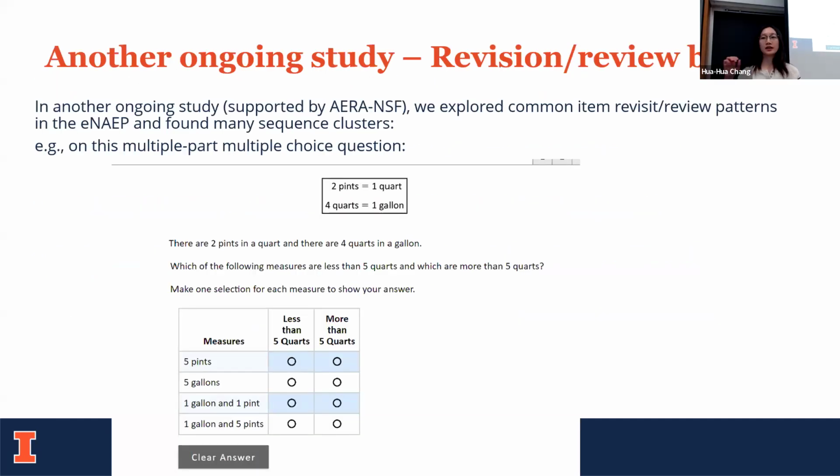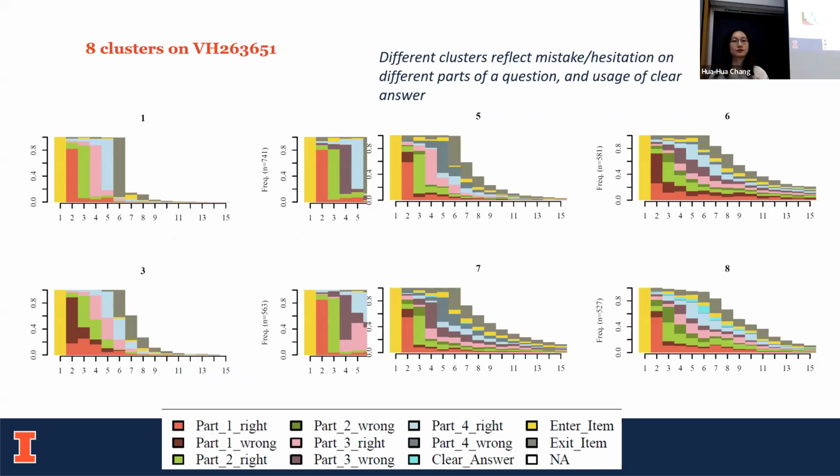I want to briefly mention another study we're looking at that's sponsored by the AERA-NSF Small Research Program. For that project, we're looking at the common item revisit and review patterns in the NAEP for different demographic groups. For example, on this multiple choice question, where you can see there are 4 parts, for each of them they need to tick one of the options. We found that there were 8 clusters in people's revisit patterns. The light colors over here indicate getting a part right, and the dark colors indicate selecting an incorrect answer.